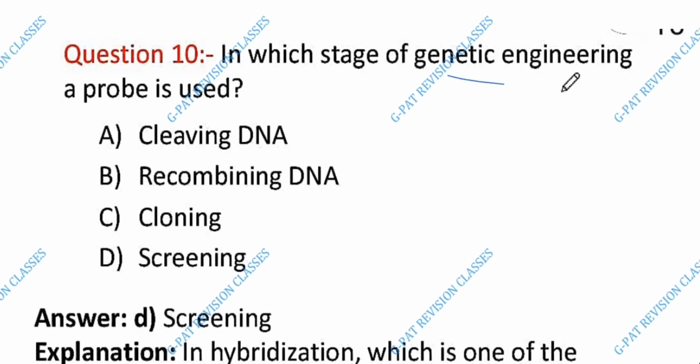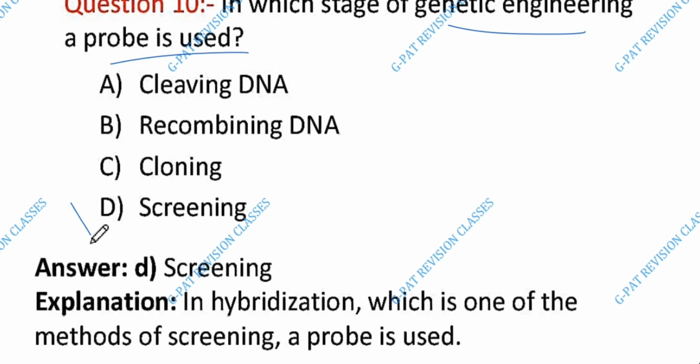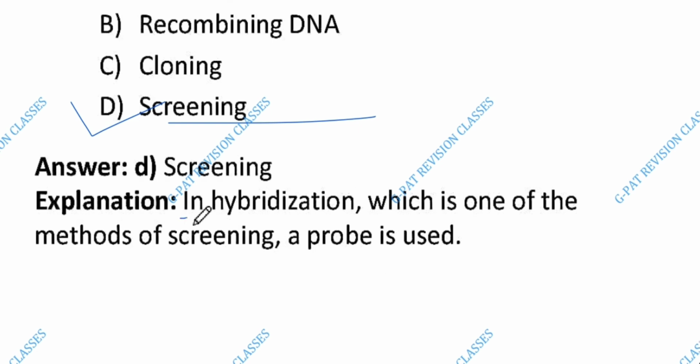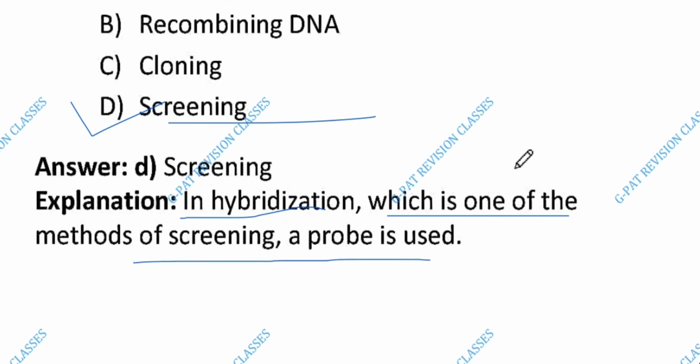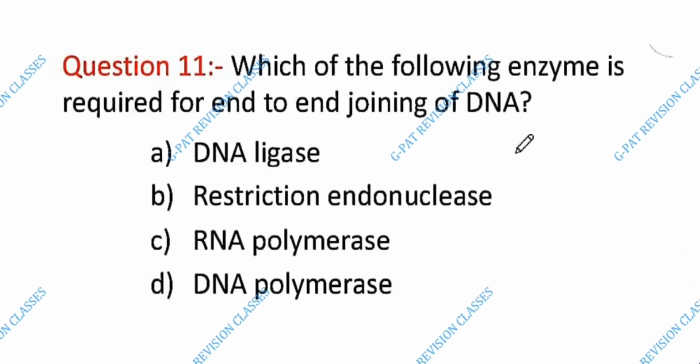In which stage of genetic engineering is a probe used? The answer is D, screening. Yeah, screening किया जाता है. The explanation is that in hybridization, which is one of the methods of screening, a probe is used. Okay. Next is 11 question number.